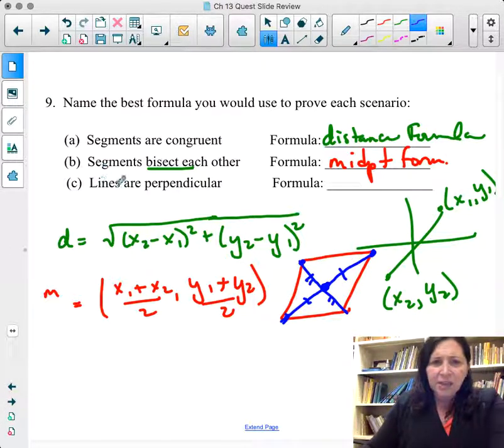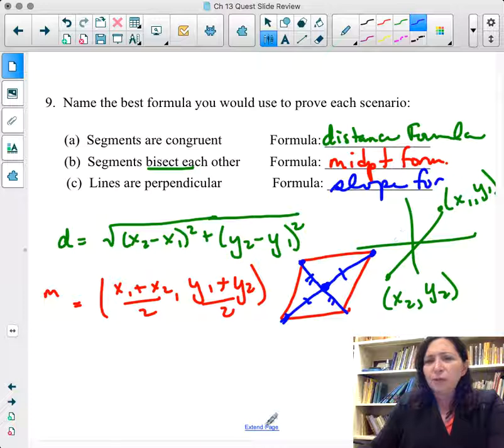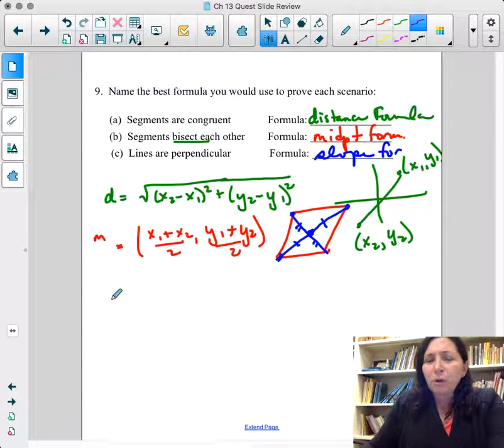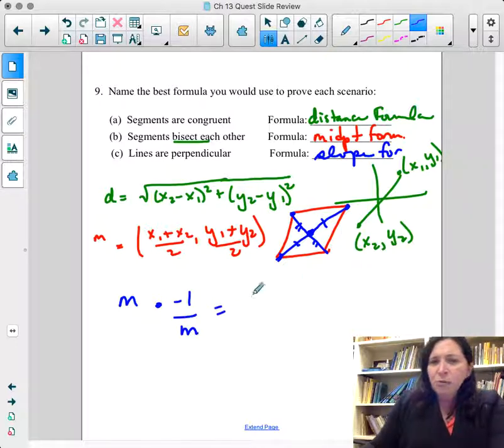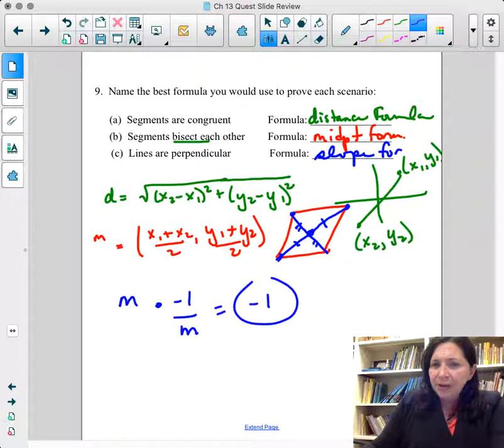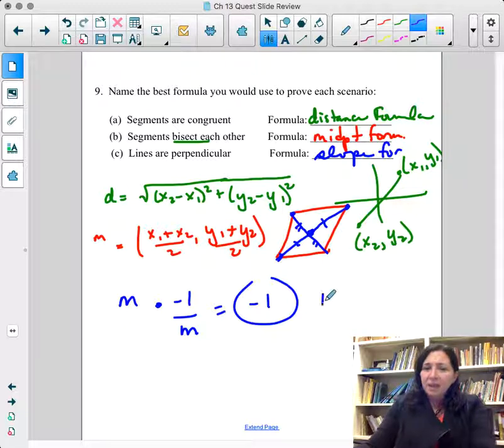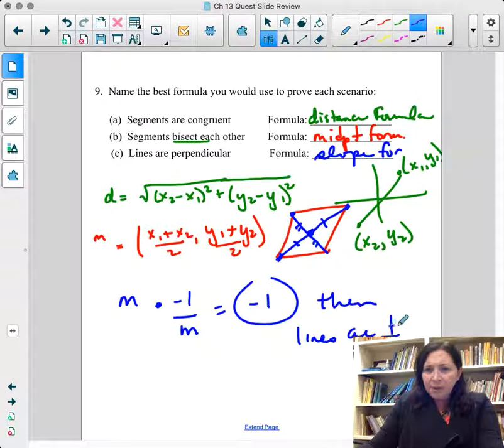And then the last thing is to show that two lines are perpendicular, you're going to use your slope formula. After you use your slope formula, you're going to multiply them. You find a slope, and then take the opposite reciprocal of that slope. If you multiply these two together and you get -1, then the lines are perpendicular.